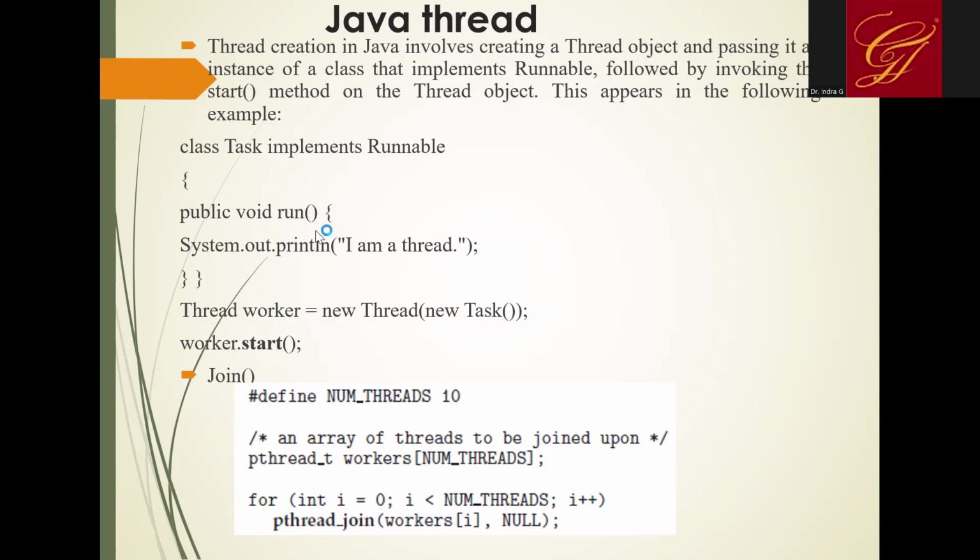In order to execute this run method, I need to call the start method by creating an object of the Thread class. Here the thread object name is worker, equal to new Thread, with a new instance of the class Task passed in. So once the start method is called, it automatically invokes the run method, and inside the run method I have the code for executing my thread. So this is about implementing the Java thread.